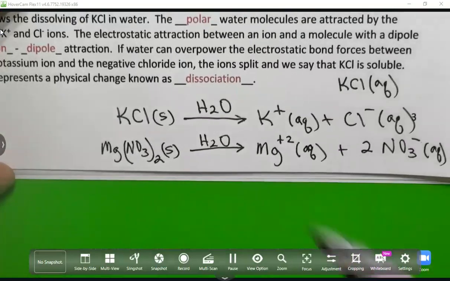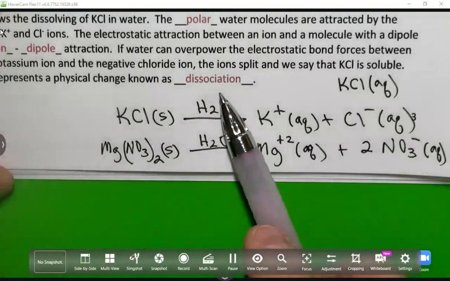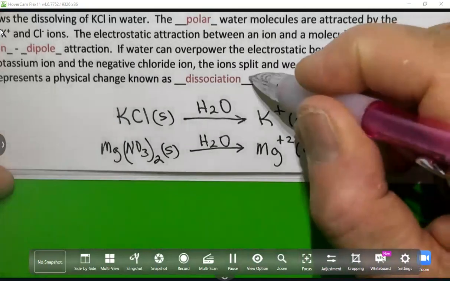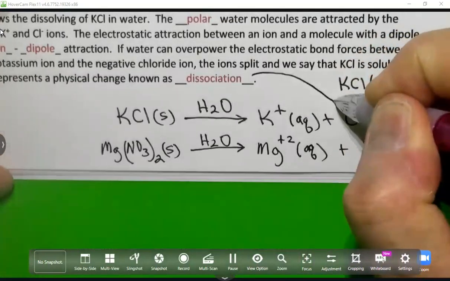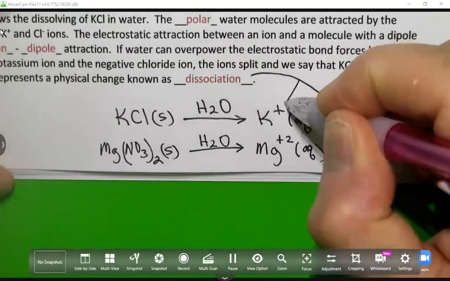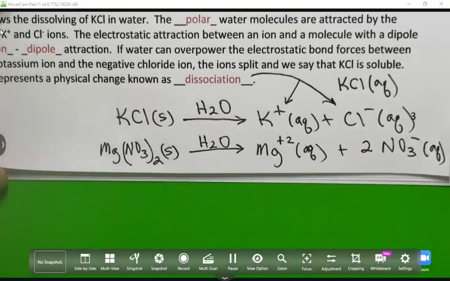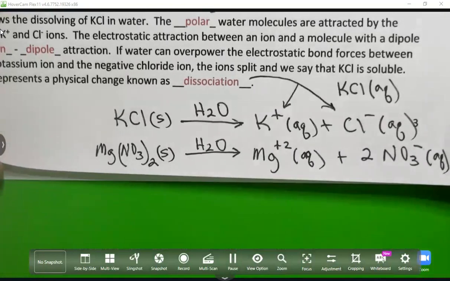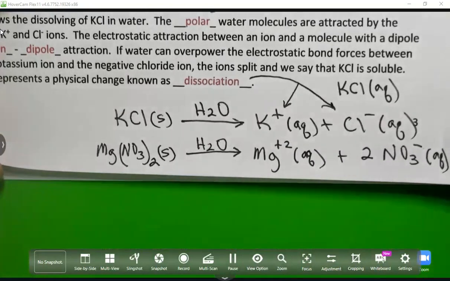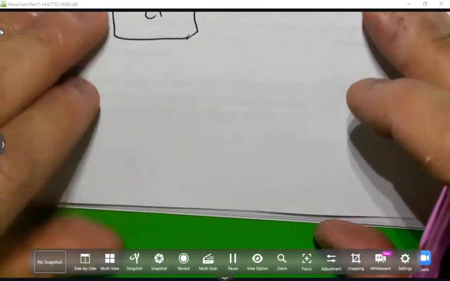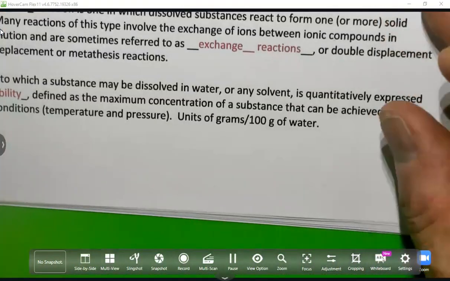What do we call this that happens here? We call this dissociation. It dissociates into ions. All right, let's go to this page right here to help us out a little bit as well.